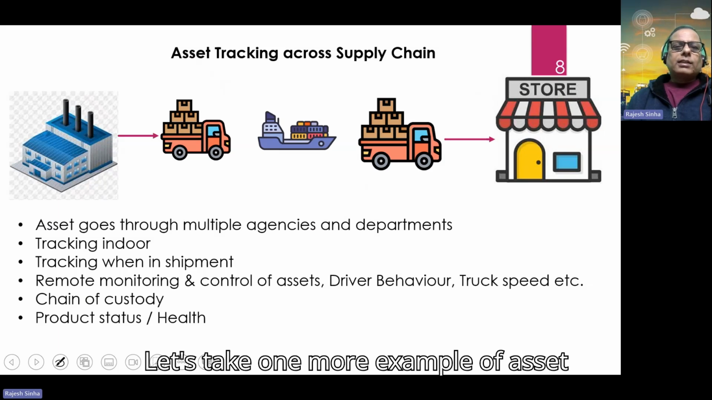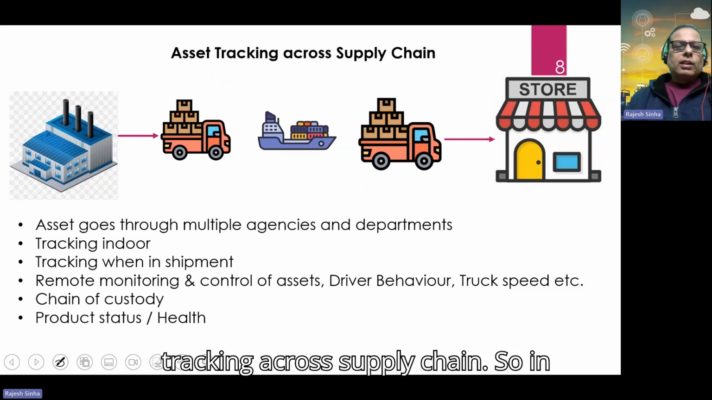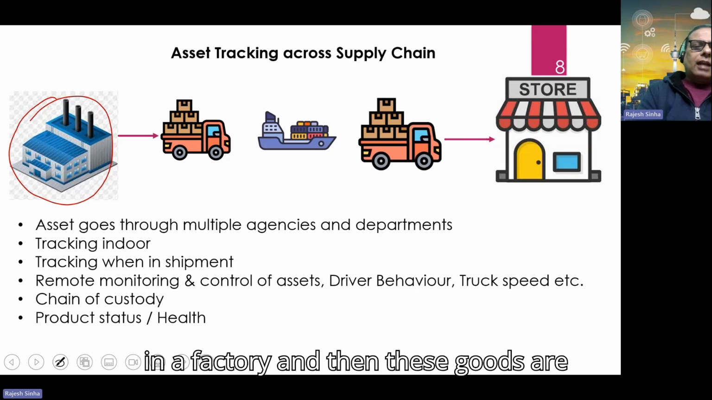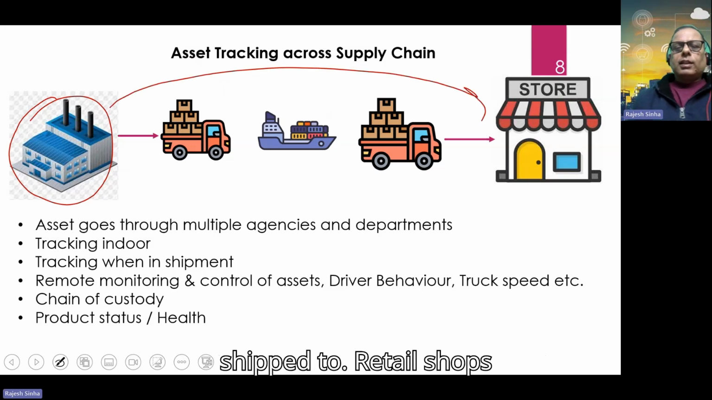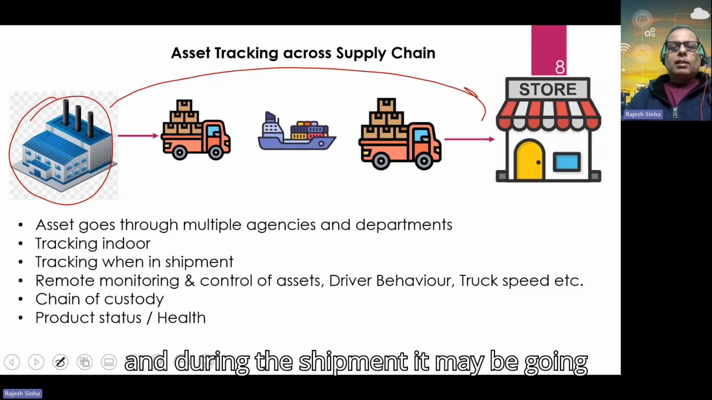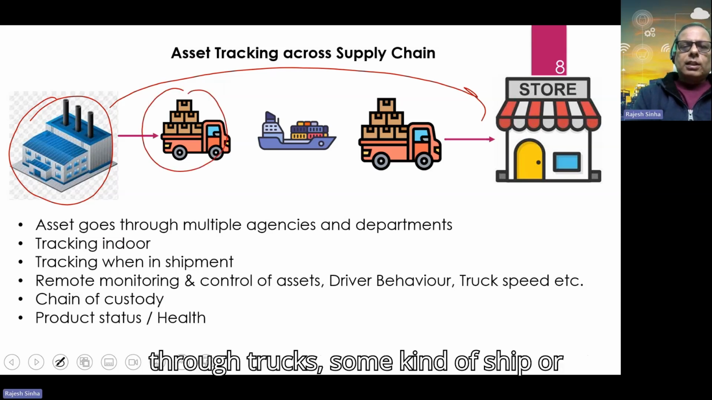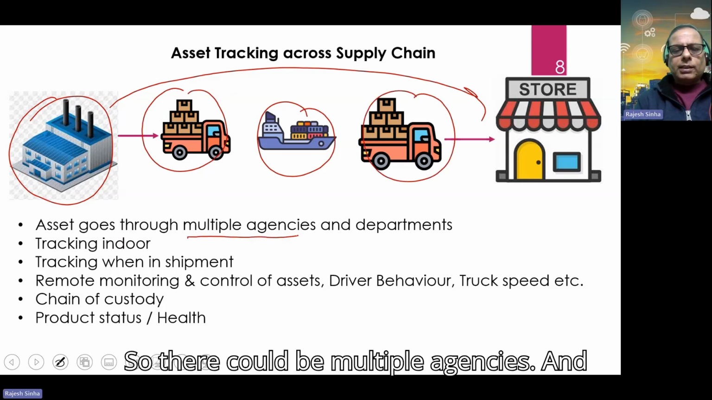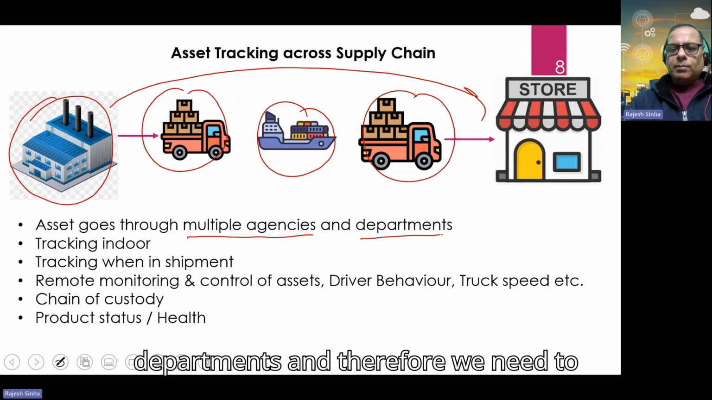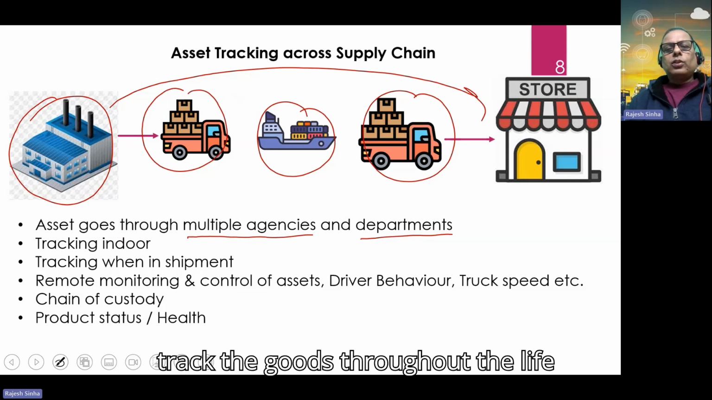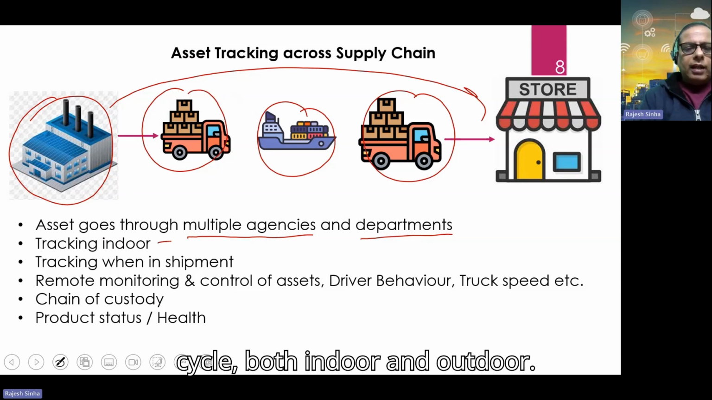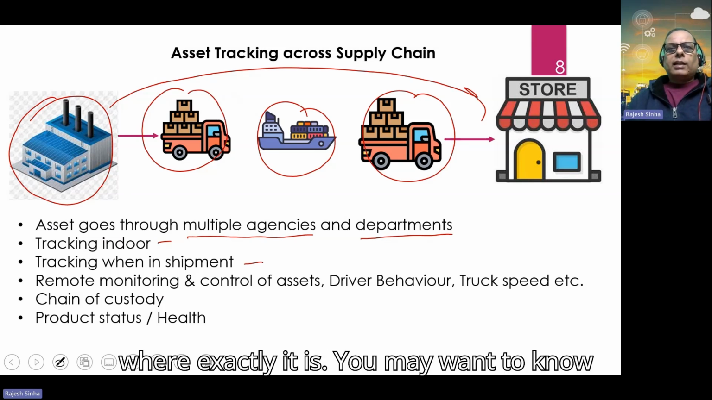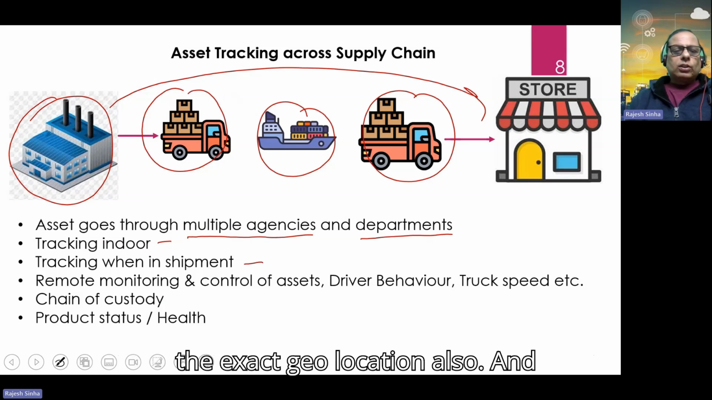Let's take one more example: asset tracking across the supply chain. In asset tracking across the supply chain, there are some goods which are produced in a factory, and then these goods are shipped to the retail shops. During the shipment it may be going through trucks, some kind of ship or aeroplane, and then eventually it lands in the store. So there could be multiple agencies, and with each agency there could be multiple departments, and therefore we need to track the goods throughout the life cycle, both indoor and outdoor. When it is in the factory, which department it is with, and when it is in shipment, where exactly it is. You may want to know the exact geolocation also.